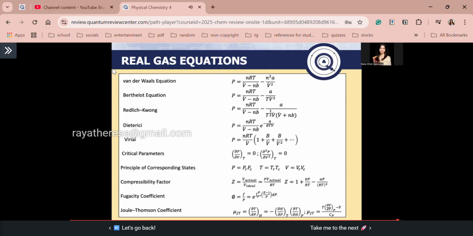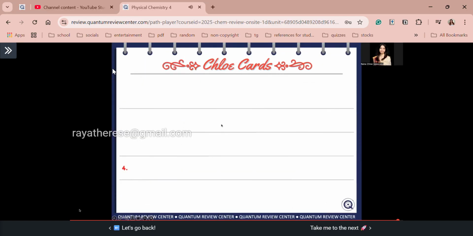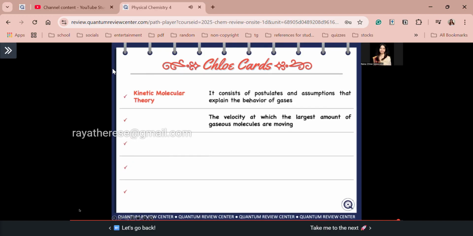And now, we're almost done, Christmas is coming, guys. Let's proceed to our Chloe cards. Answer with me. It consists of postulates and assumptions that explain the behavior of gases: kinetic molecular theory. The velocity at which the largest amount of gaseous molecules are moving: that is your most probable velocity.